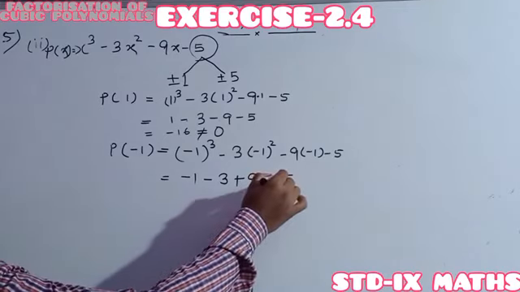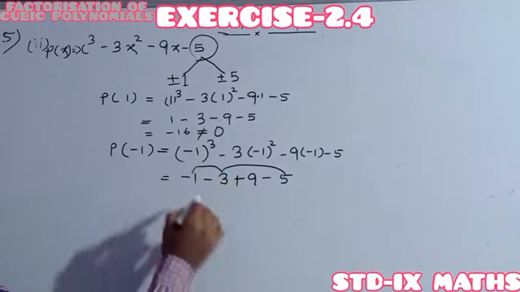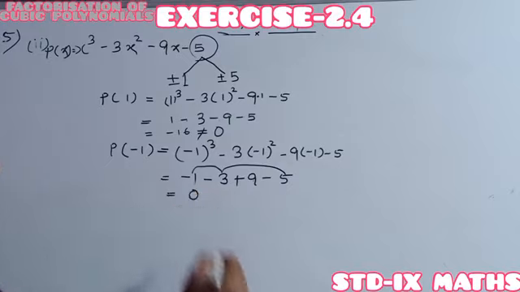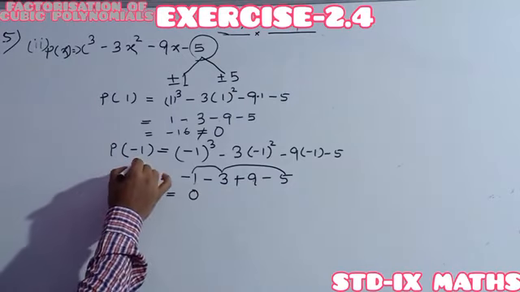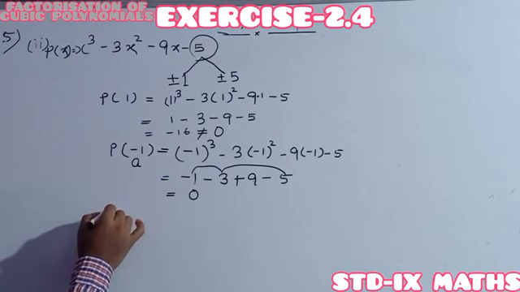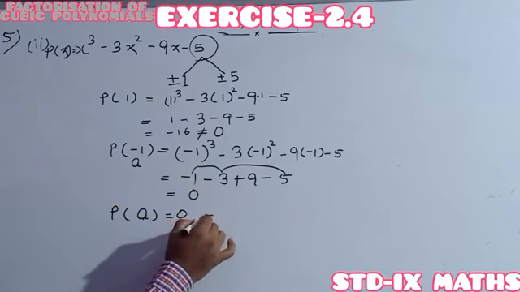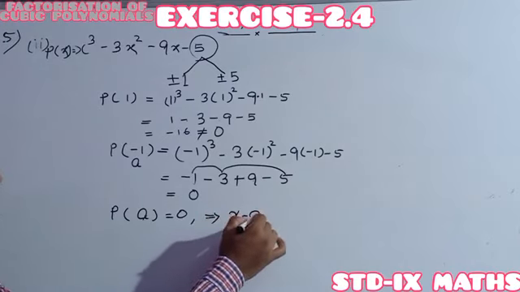See, this one is -5, 3 minus 8, -1 equal to -9. -9 plus 9, which becomes 0. Here we are getting P of -1 as our 0. As P of -1 is 0, so which one is the factor? Whenever PA equals 0, it implies x minus A is a factor.